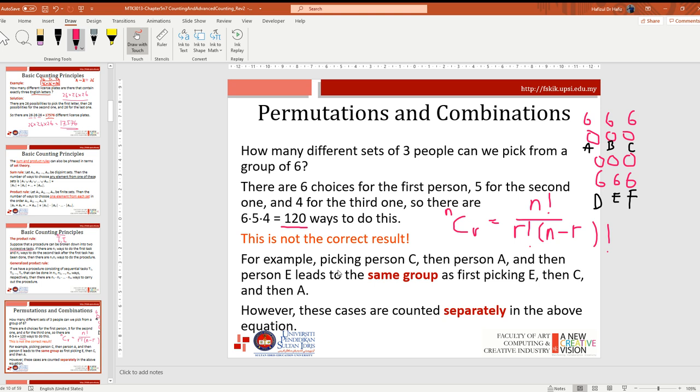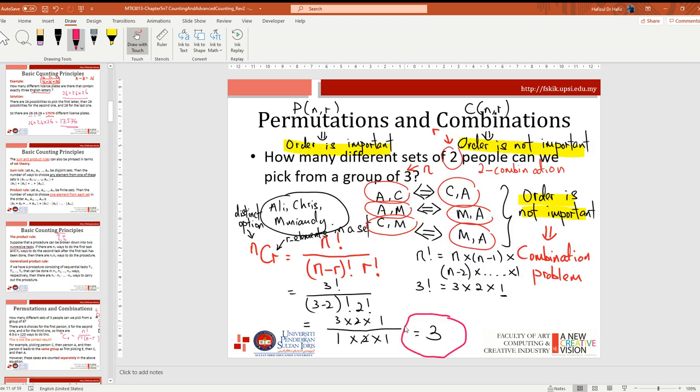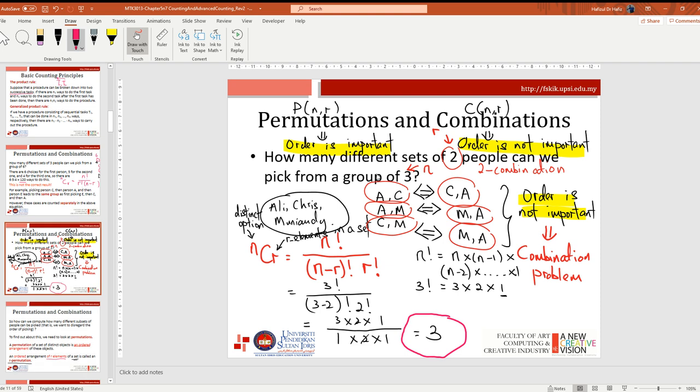For example, if the picking person is C, then first person A and then person E leads to the same group as first picking E, then C, then A. However, these cases are counted separately in the above equation. Combination is represented by C, and permutation is represented by P. For the above question, order is not important for the combination.